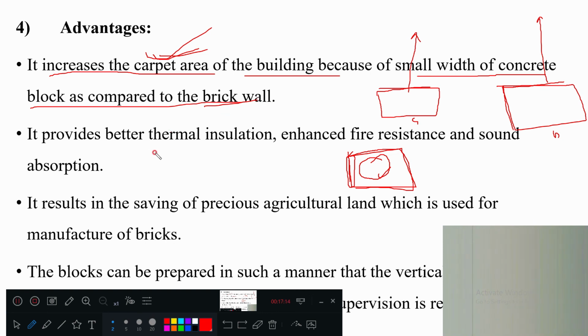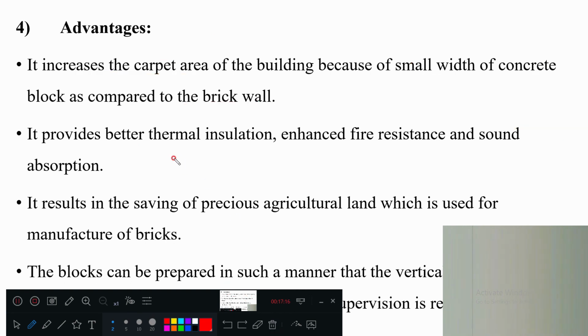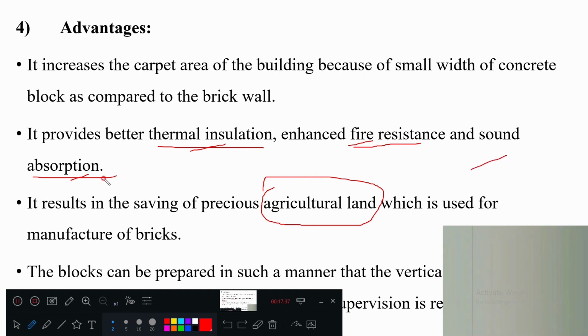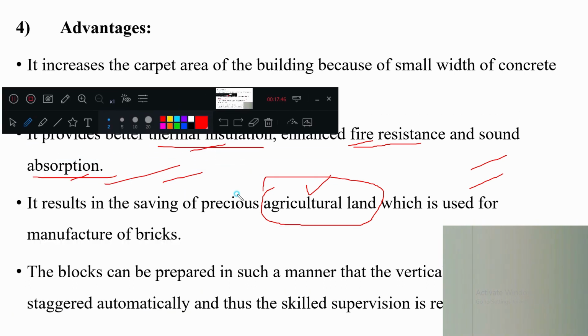It also provides better thermal insulation. It is also stronger in fire resistance and sound absorption: thermal insulation, fire insulation, sound insulation. And it will protect agricultural land. How? You are avoiding bricks and using concrete blocks. For bricks, soil is used; for concrete blocks, cement and aggregates are used. That is why you are saving agricultural land.